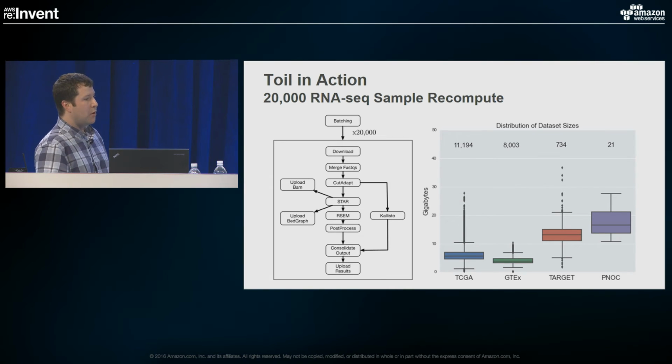About 3 months ago, we did a 20,000 RNA-seq sample recompute on Amazon EC2. And this pipeline was very straightforward. It's just using Kallisto, STAR, and RSEM in parallel steps here. And the data set that we were using is the TCGA data set along with GTEx, TARGET, and PNOC.